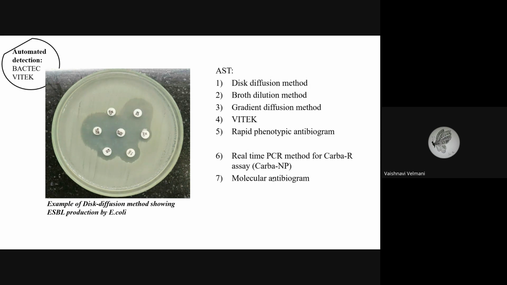The disk diffusion method doesn't give MIC values, but in the gradient diffusion method we will be using gradient antibiotic concentrations so that we can give the MIC values. That is the minimum inhibitory concentration. So these will identify the phenotype of the organism. Then we need to identify the genotype of the organism. That is, we saw IMP, VIM, NDM, those and all. So for that we will be performing the CARBA assay and then the molecular antibiogram.